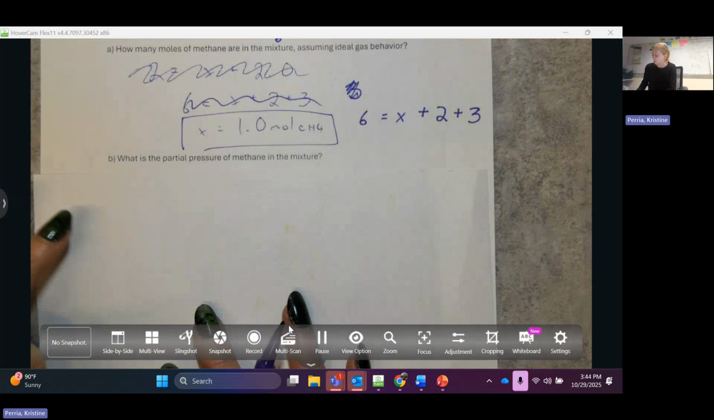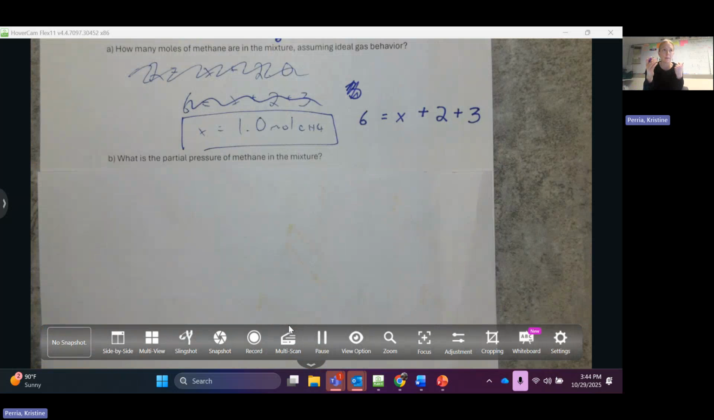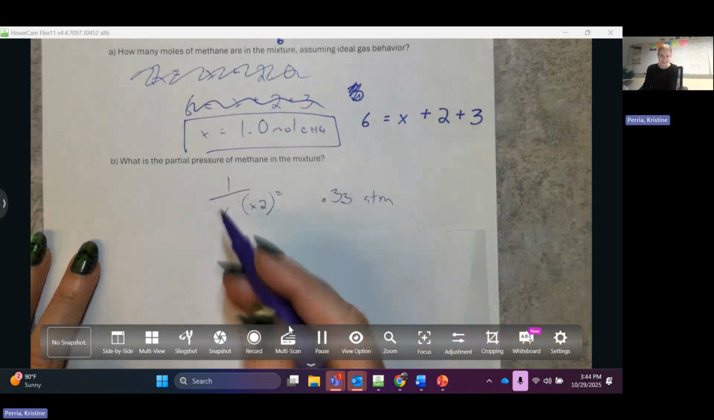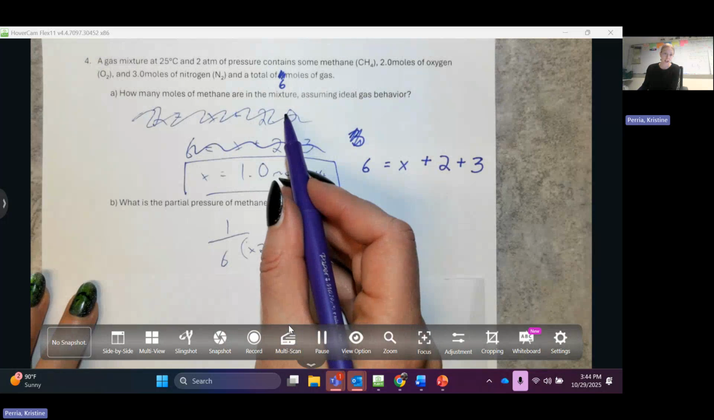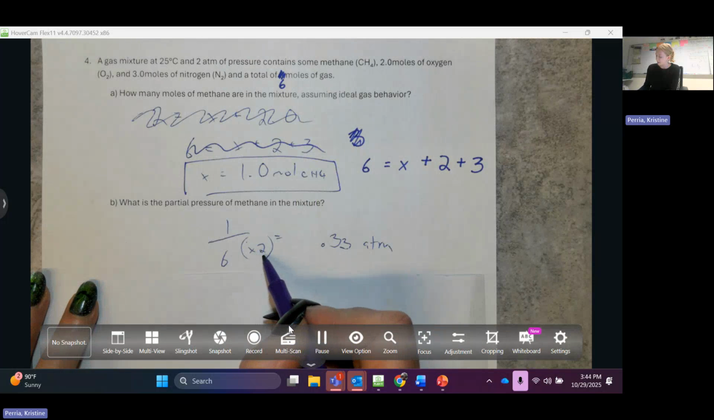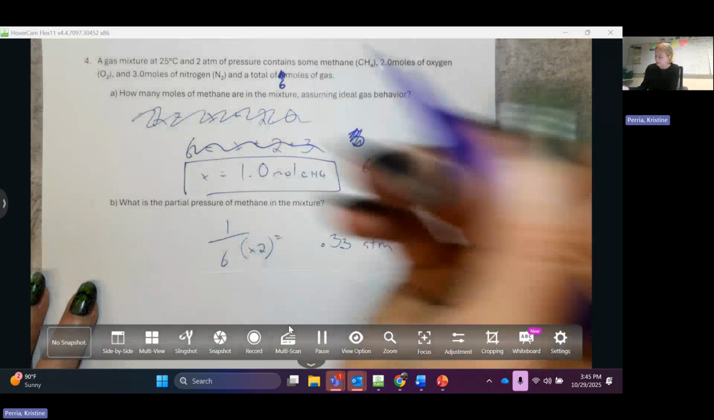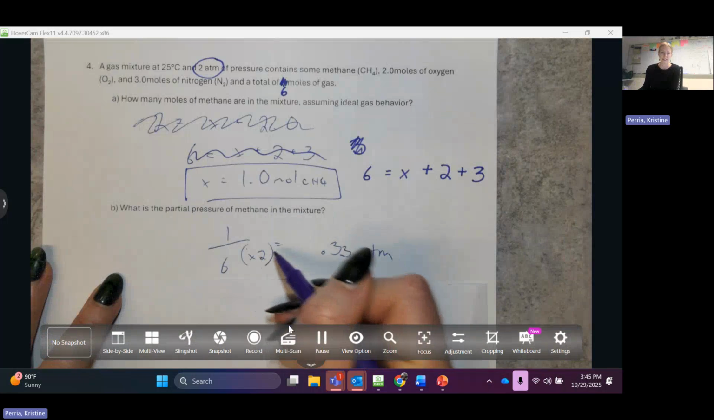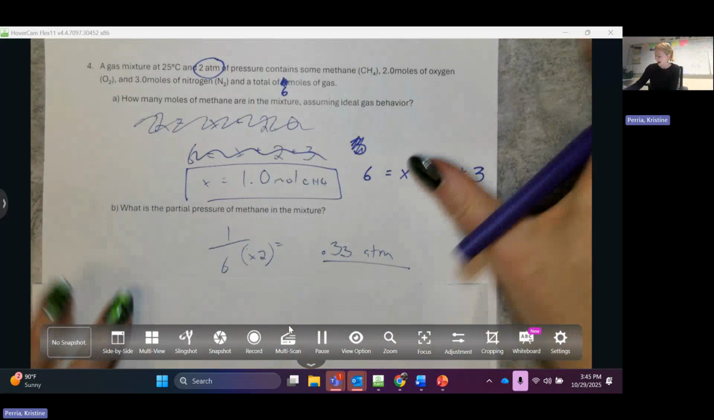Okay, what is the partial pressure of methane? So this is when you're going to be doing part over whole multiplied by the entire pressure. So my part is 1, my whole is 6, right? Because I changed it to 6. And then you're going to be multiplying that by 2. Why 2? Because that is the overall pressure, right? So if you do 1/6 times 2, that's going to be 0.33 atmospheres.